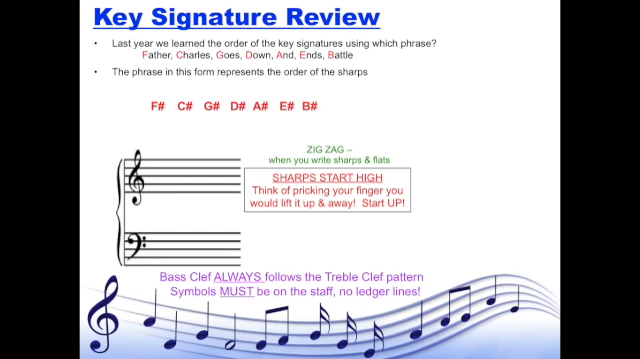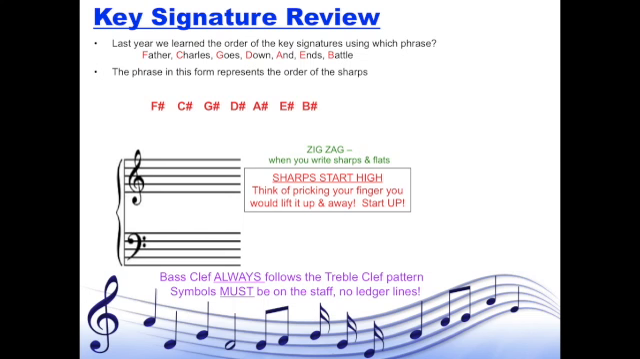The other thing we have to think of is that sharps start up high. Well, why does that matter? Because if you're putting an F sharp on the treble clef staff, you could write it either on the top line, or you could write it in the first space, the lowest space at the bottom of the treble clef. And so we need to know where to put it.